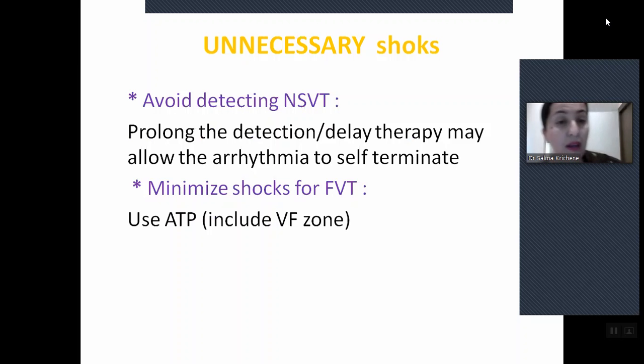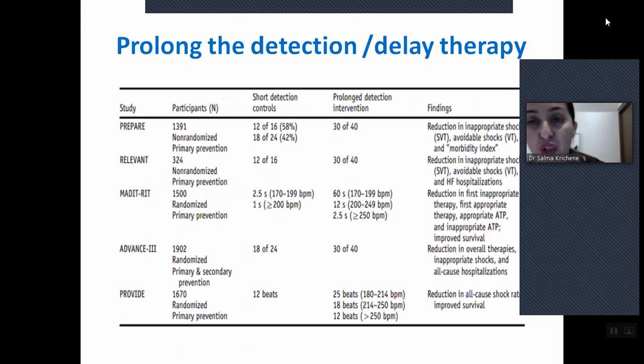What can avoid unnecessary shocks? We need to avoid detecting non-sustained ventricular tachycardia and to minimize shocks for fast ventricular tachycardia. It's possible by prolonging the detection delay therapy and using ATP. We begin with prolonging the detection delay therapy.